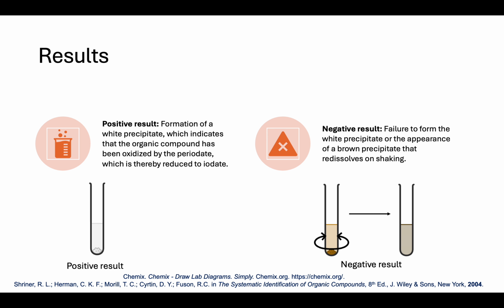And we have the positive and negative results. The positive result would be the formation of a white precipitate, which indicates that the organic compound has been oxidized by the periodate. While the negative result is the failure to form the white precipitate, or there would be the appearance of a brown precipitate that redissolves upon shaking.